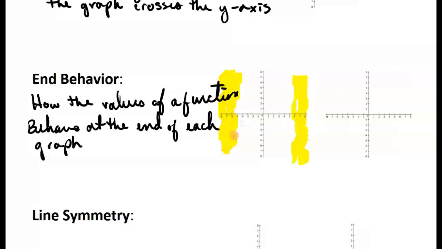If I were to draw, for instance, this function, and I want to know, is my graph rising to the left and to the right, or is it falling to the left and to the right? In this case, to the left, or as x approaches negative infinity, my graph is pointing somewhat down, which means it is falling, or we say it falls to the left. Whereas to the right, since my arrow is pointing upwards-ish, I would say it rises to the right.